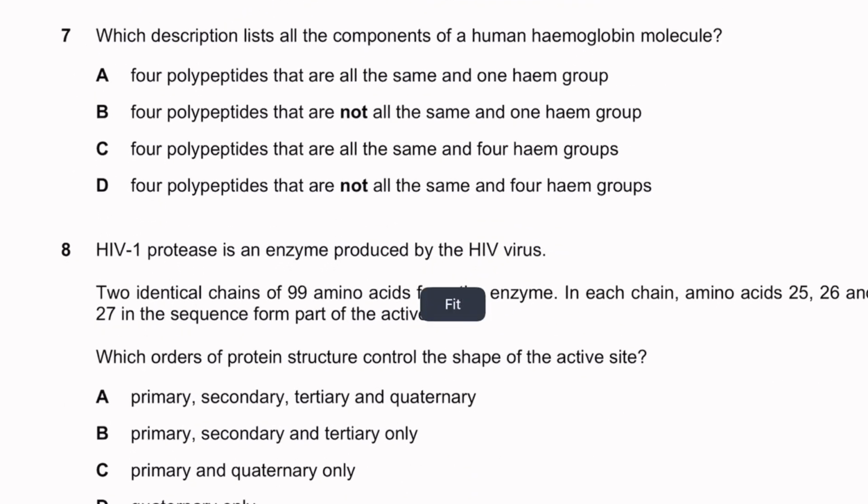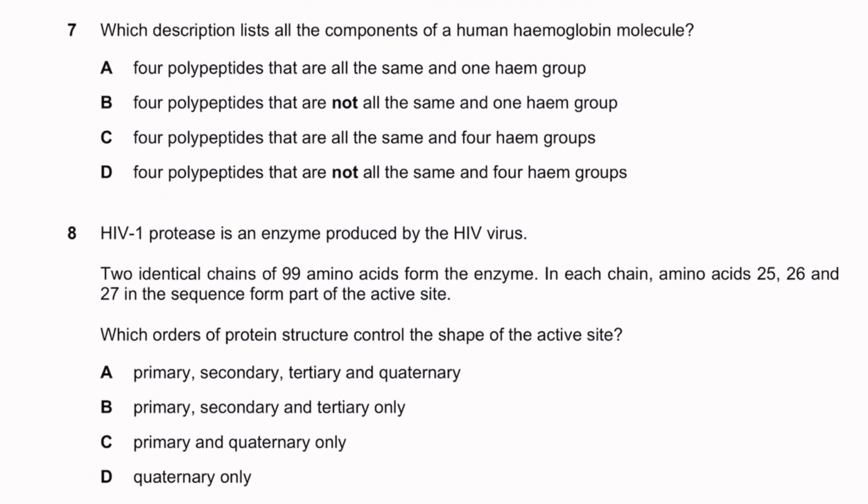Okay, which description lists all the components of the human hemoglobin molecule? 4 polypeptides that are all the same and 1 heme group. So we said which description lists all the components of the human hemoglobin molecule. There are 4 peptide chains, yes, 2 alpha chains, 2 beta chains, and each chain contains a heme group. 4 polypeptides that are not all the same and 1 heme group, that's wrong. It's 4 heme groups, and yes, they are not all the same. So this is also wrong. 4 polypeptides that are not all the same and 4 heme groups, exactly, D.